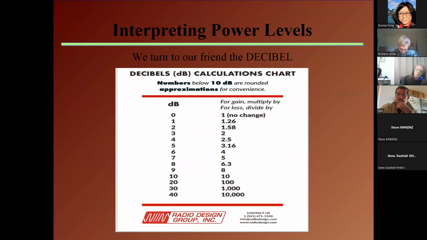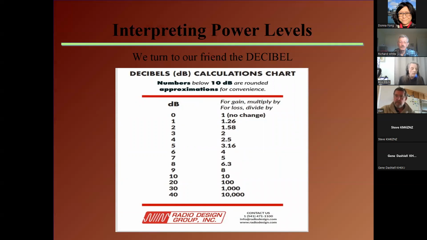So what is the benefit or cost of either upping your power or reducing your power? Well, our friend, the decibel, can tell us all about it. Probably in your studies for your license exam, you came across decibels.